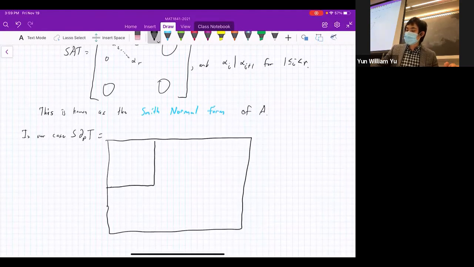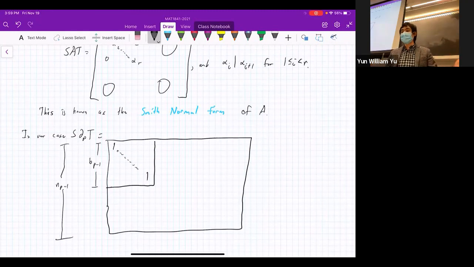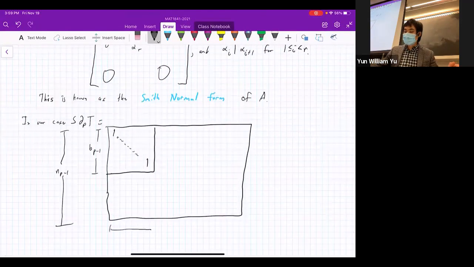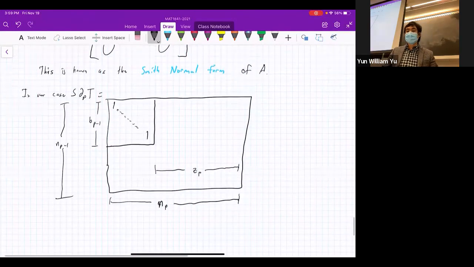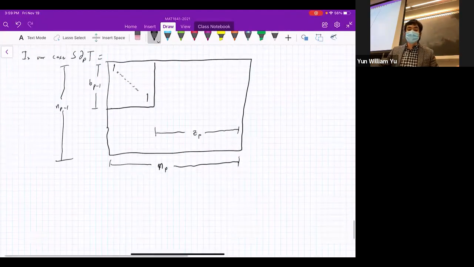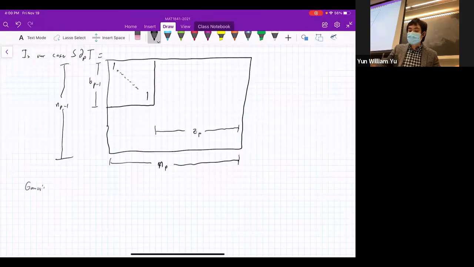where we have some set of ones here. And this thing is going to be the rank of d_p. This entire thing is, of course, just going to be n_(p-1), because that's the rank of C_(p-1). And this thing here is going to be n_p, because that's the rank of C_p. And this here is going to be z_p. Okay, so once we've done the Smith normal form, we can read off the ranks of the boundary and cycle groups.